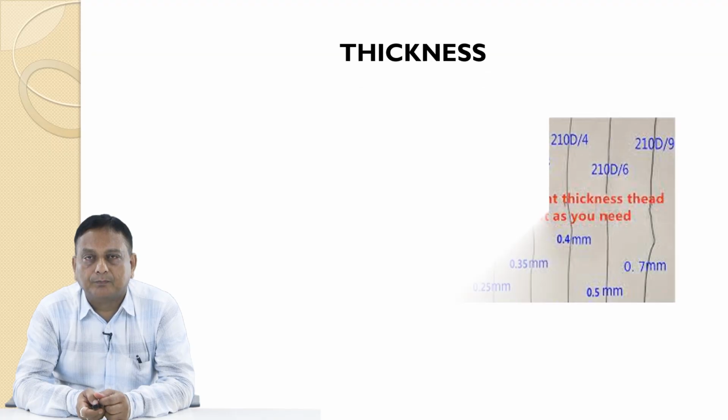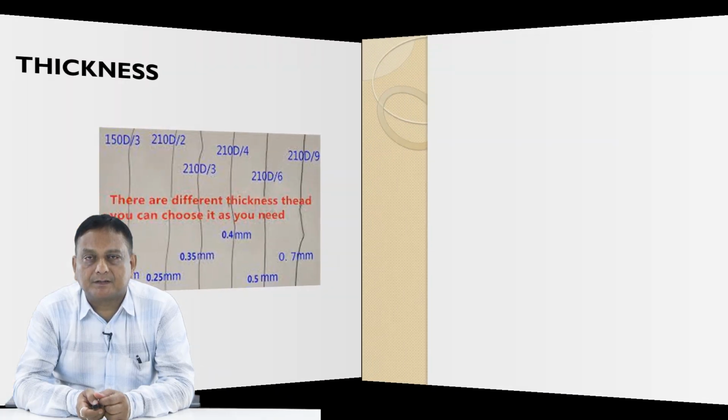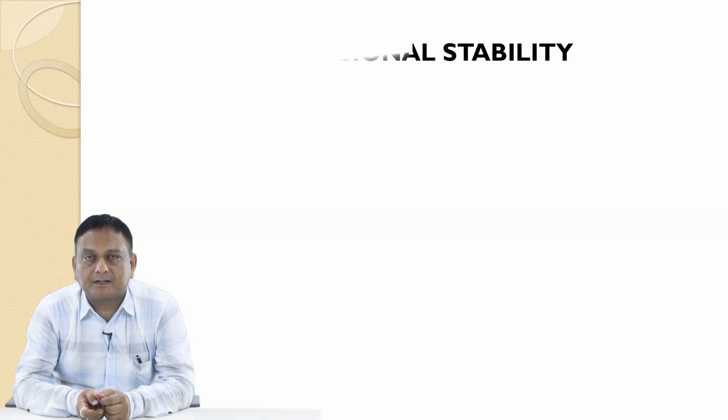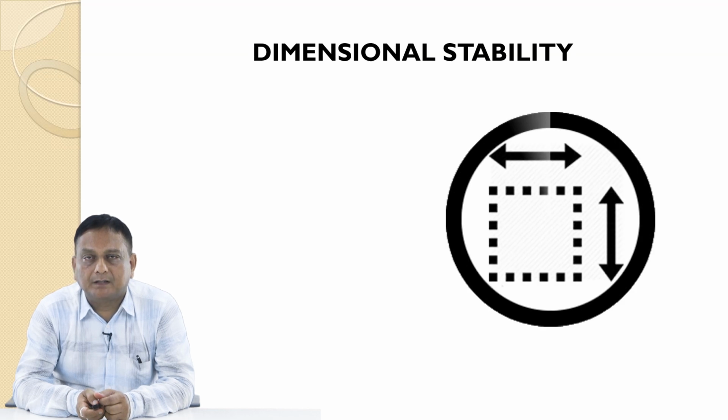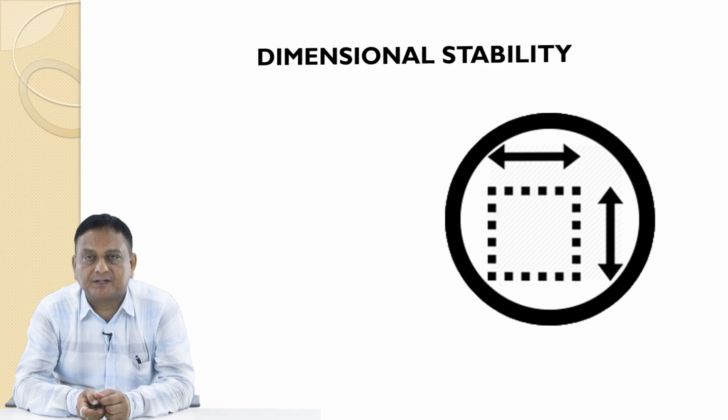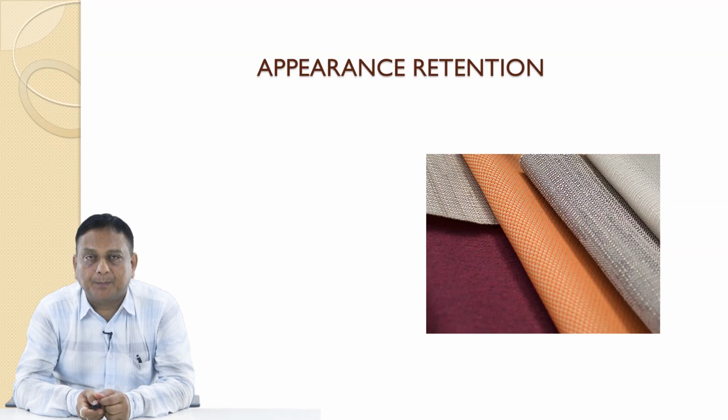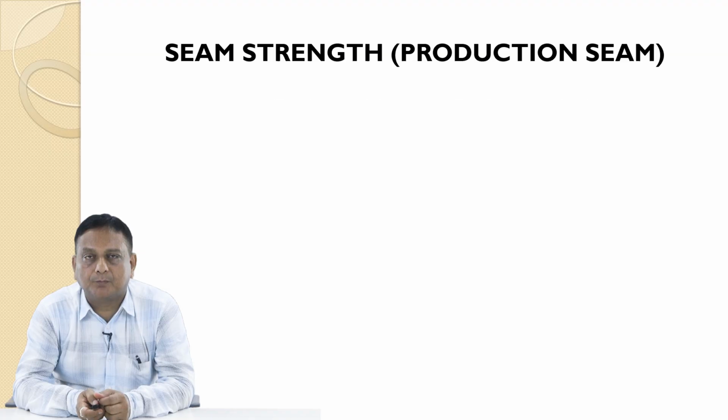So the thickness of the material plays an important role. How thick the material is, that is judged here. Dimensional stability is also very important, and it plays an important role in the shrinkage behavior of the different accessories used in the garment. Appearance retention of those accessories is also very important.